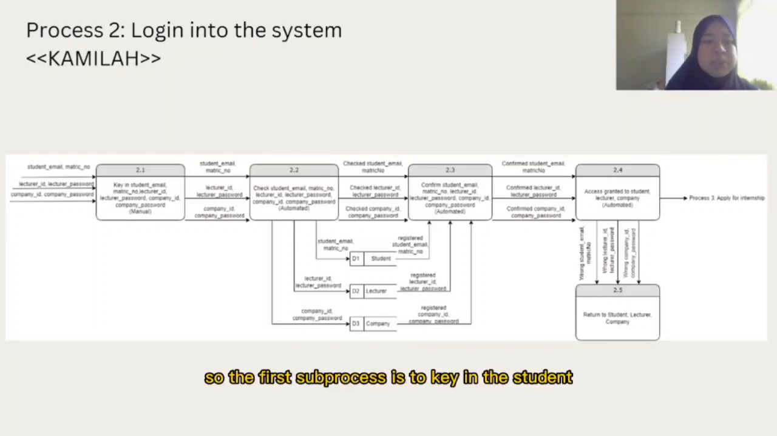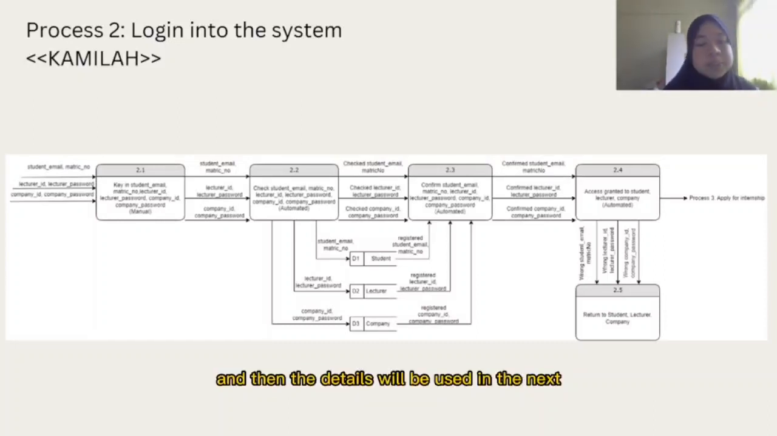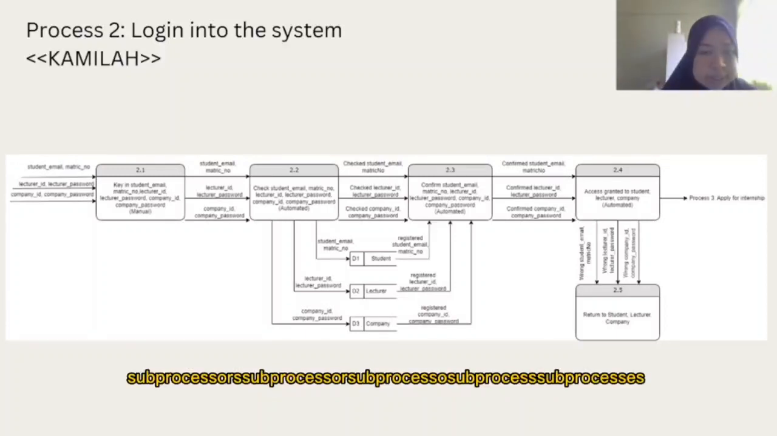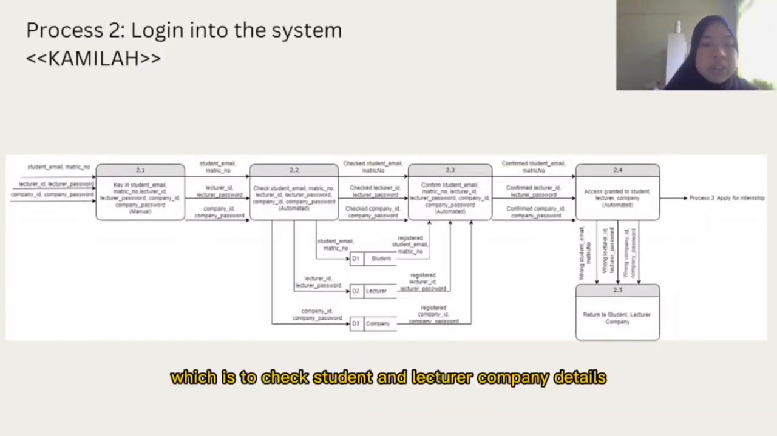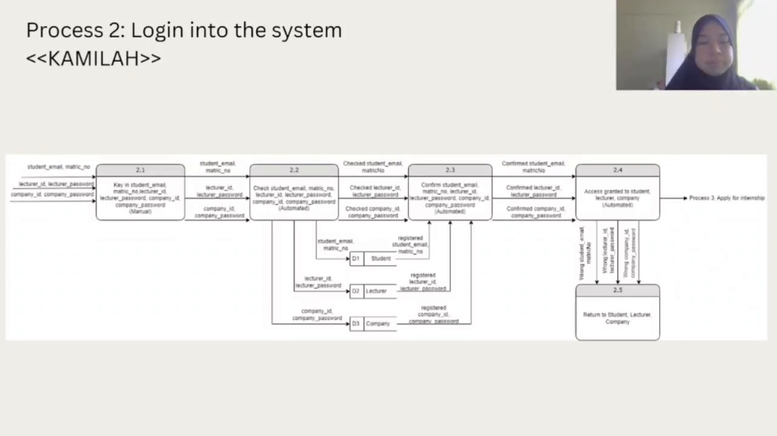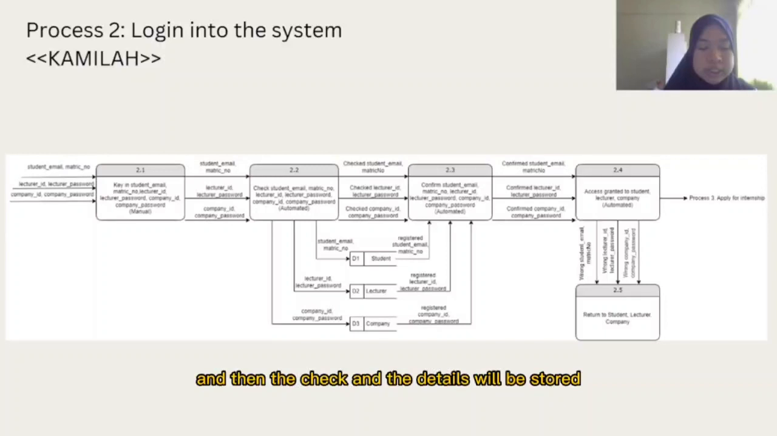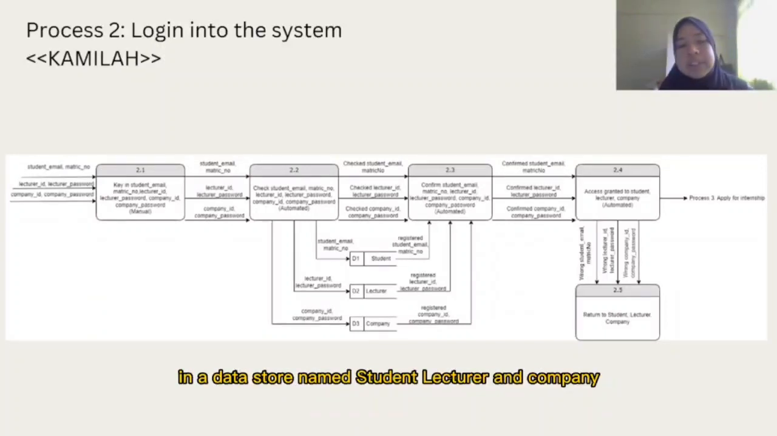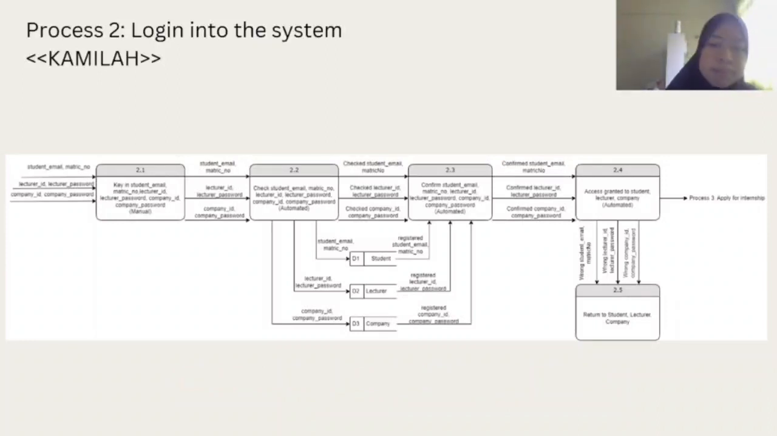So the first sub-process is to key in the student, lecturer, and also company details manually. And then the details will be used in the next sub-process, which is to check student and lecturer company details. And then the checked details will be stored in a data store named student, lecturer, and company.